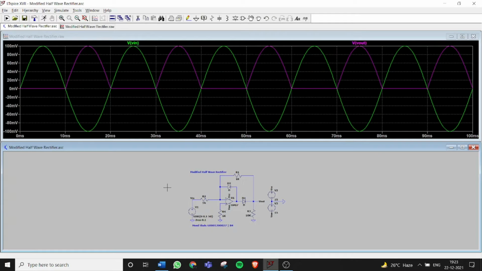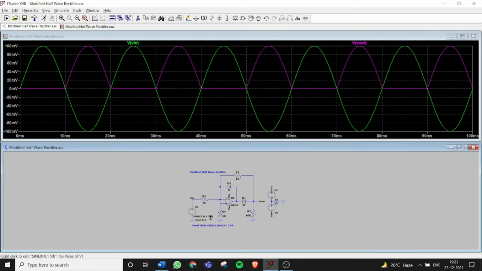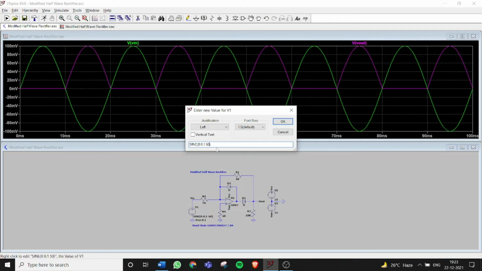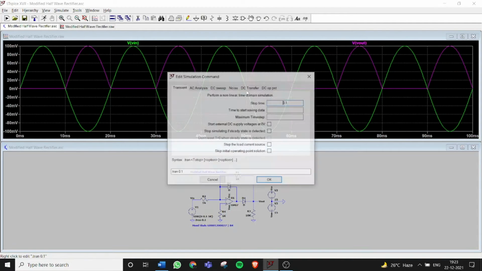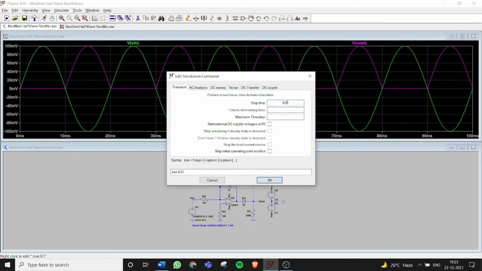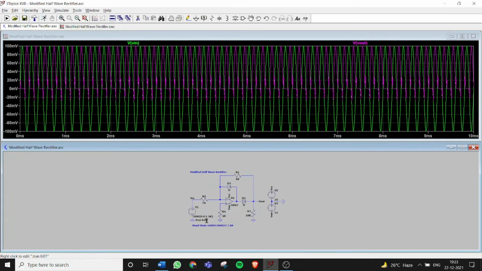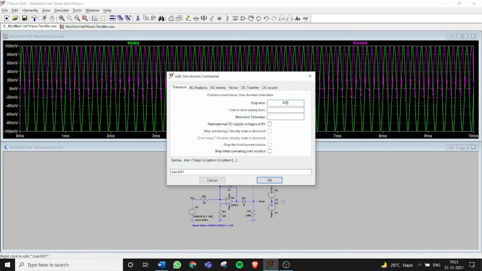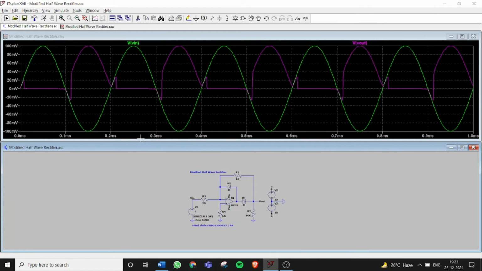So moving on to the next circuit, that is, no, wait a minute. Let me show you at the high frequency. Let's take 5 kilohertz. Change this. So as you can see, my output is not appropriate.